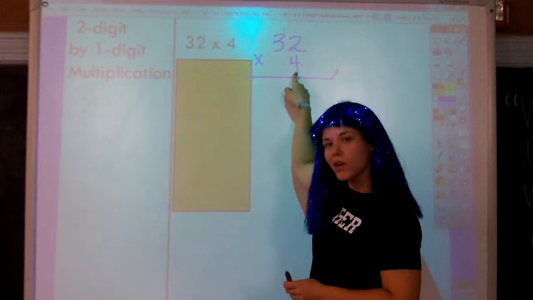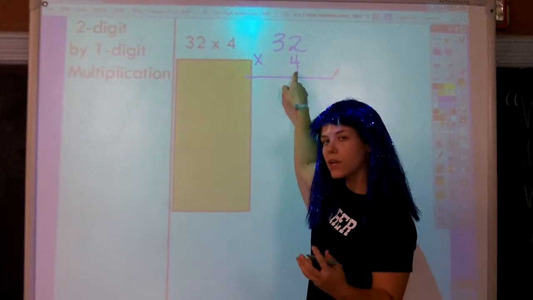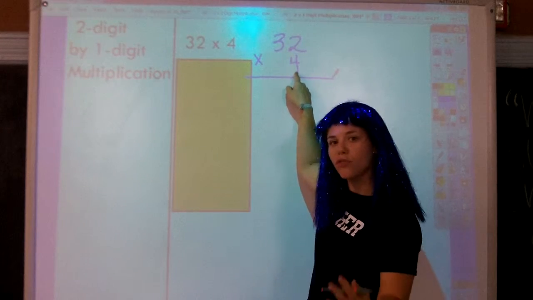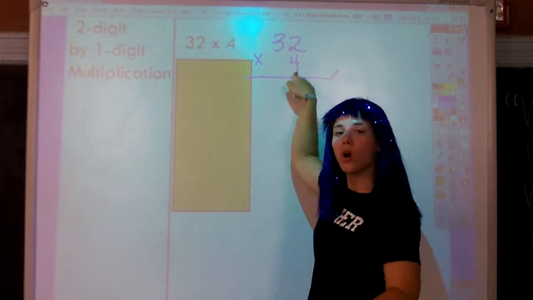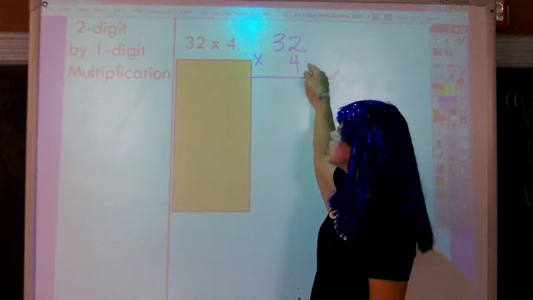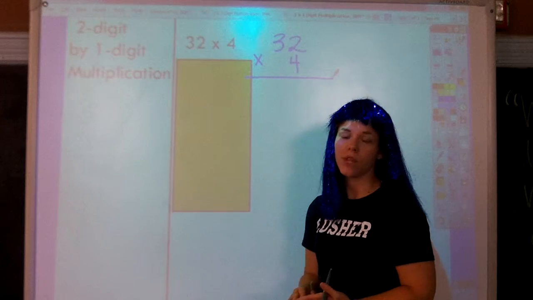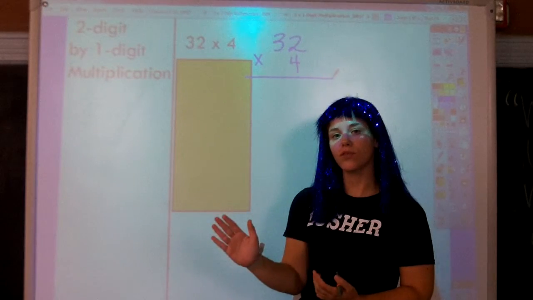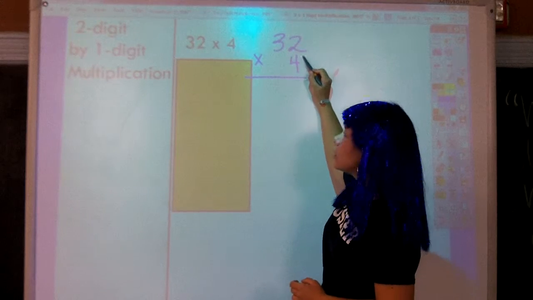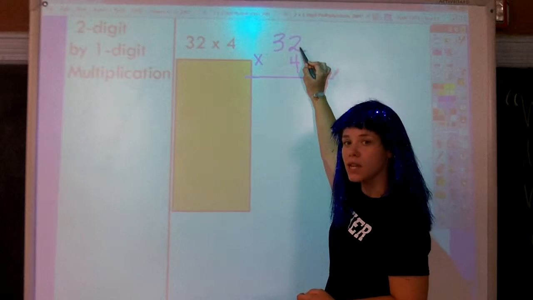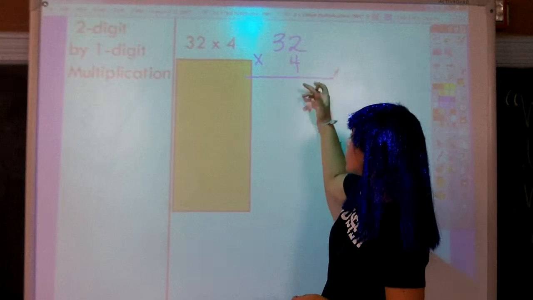The second number that you write down is the thing that's in charge. This 4 is in charge. Throughout the entire problem, I'm going to ask myself, what's 4 times the numbers that are up on top? We multiply our 1s first, then 10s. 4 times 2 is 8. I'll write that down in the 1s place.